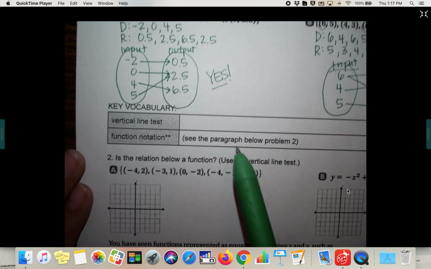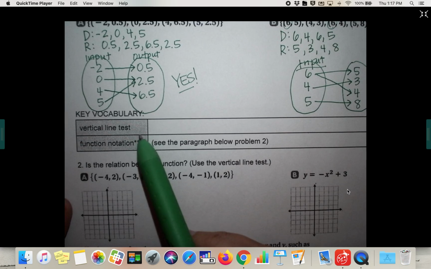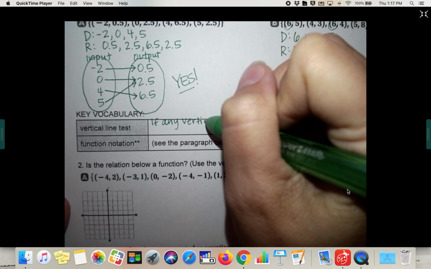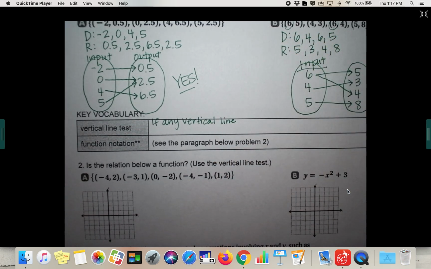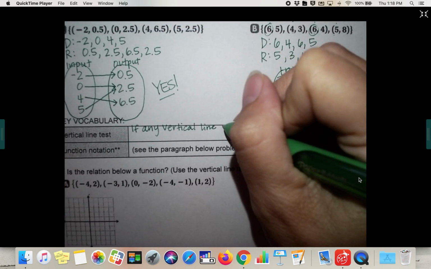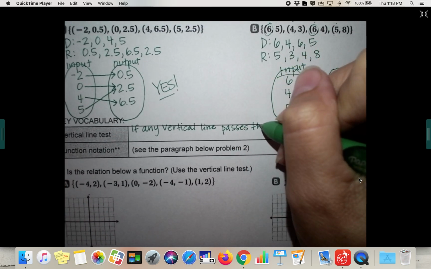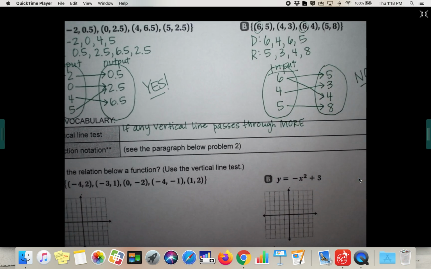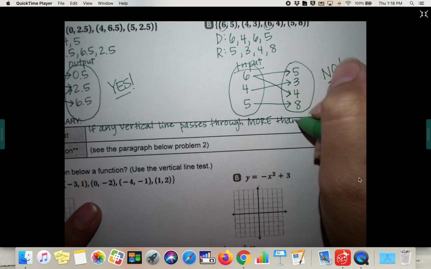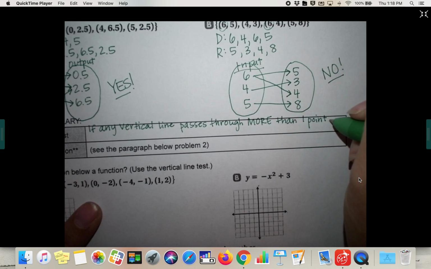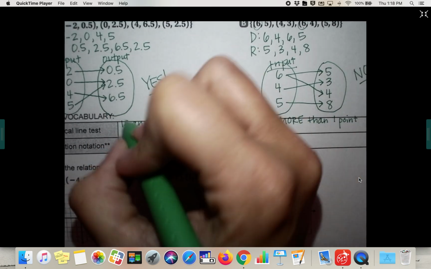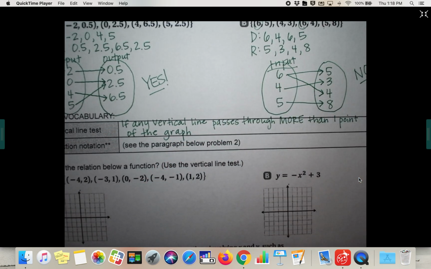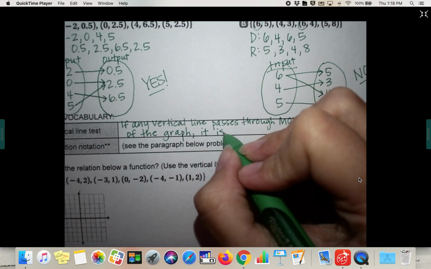All right, some key vocabulary is the vertical line test. What this is: if any vertical line passes through more than one point of the graph, it is not a function. I didn't give you guys very much space. I'm sorry about this.